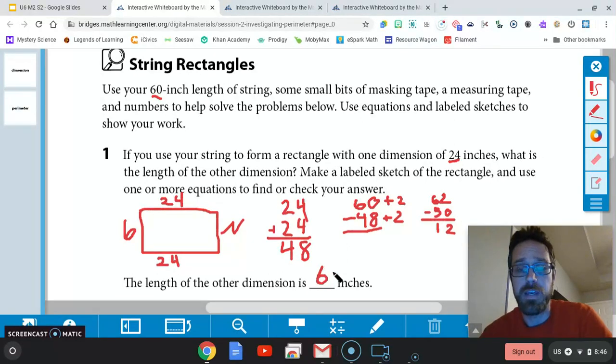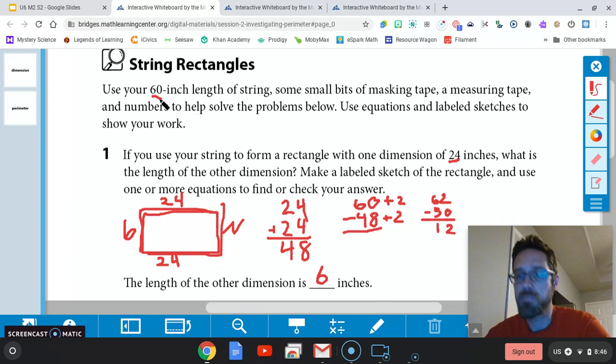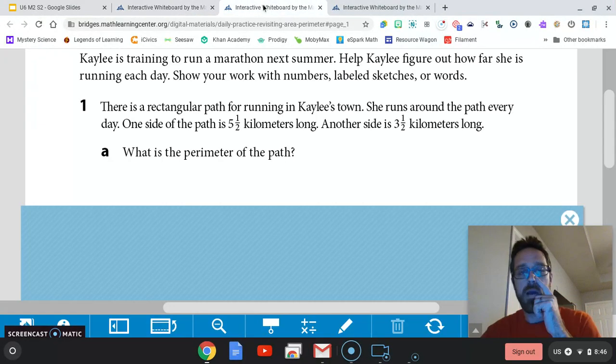A great way to check when you're done is to add up all your sides. 24 and 6 is 30, so these two make 30. These two are also going to make 30, and 30 and 30 is 60, which is our total perimeter. So there you go. All right, let's look at another problem.